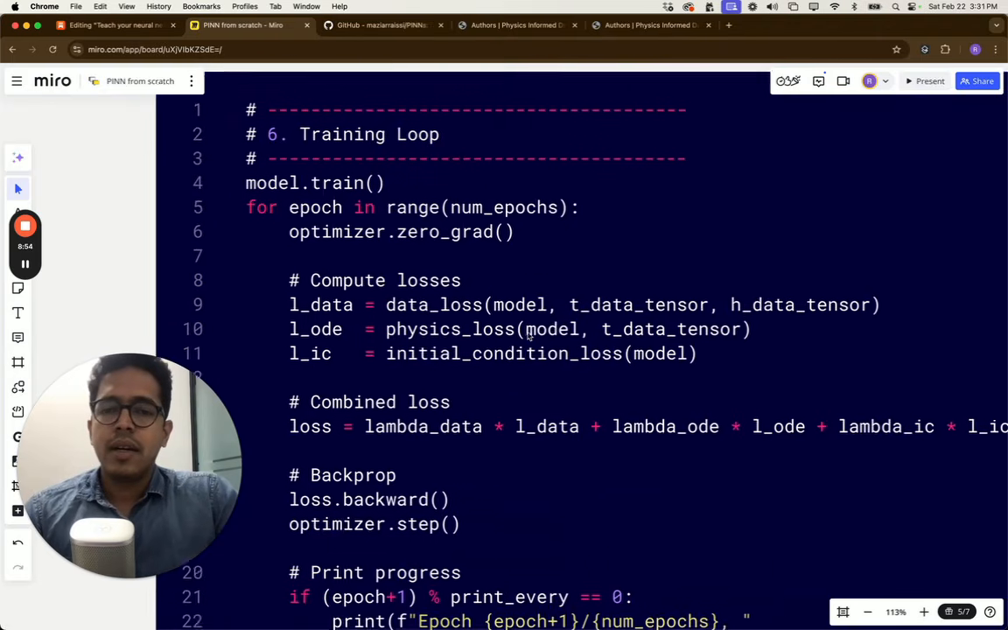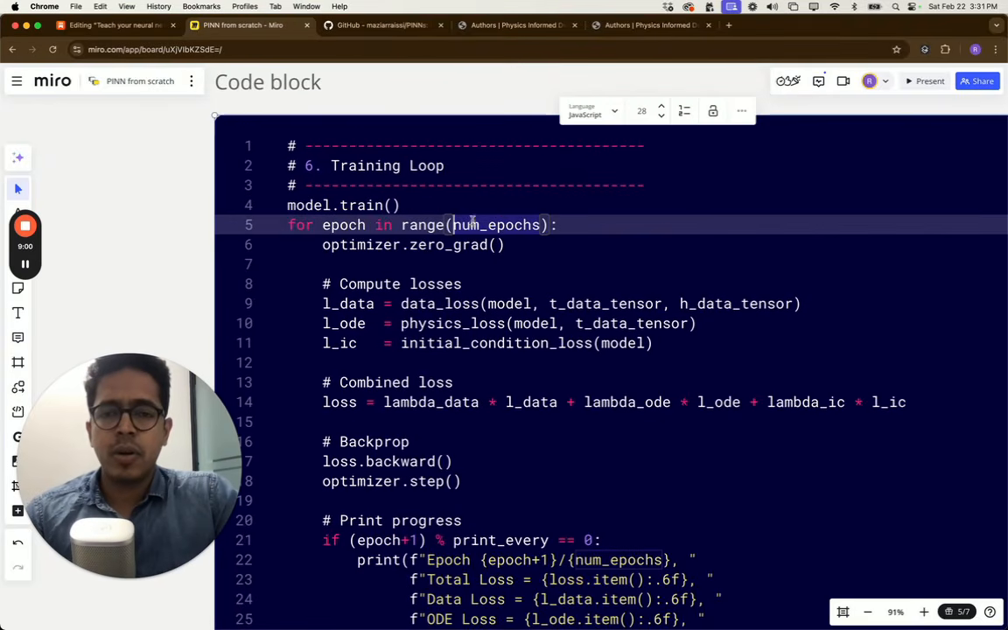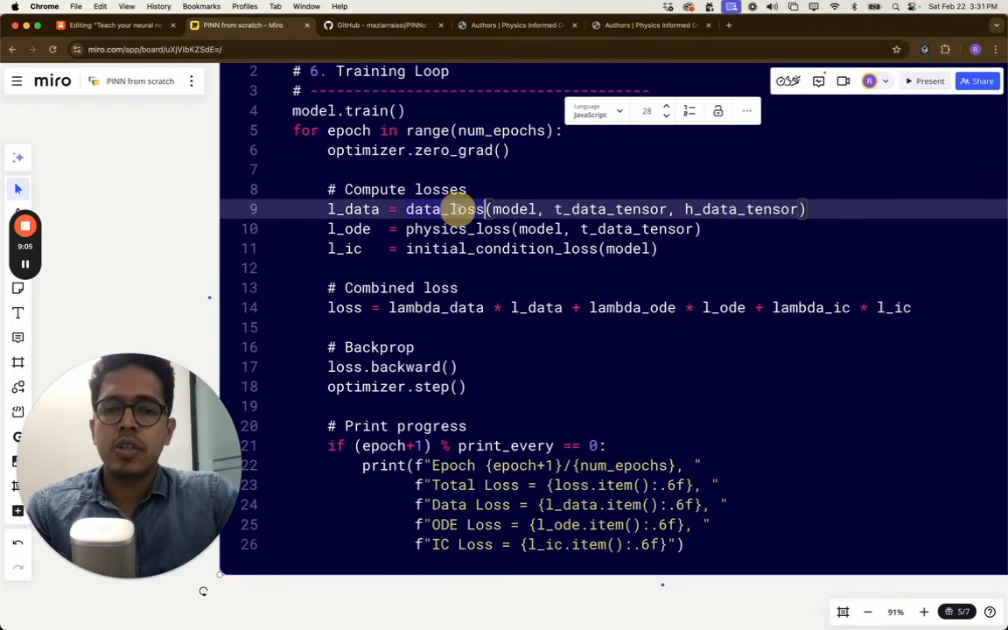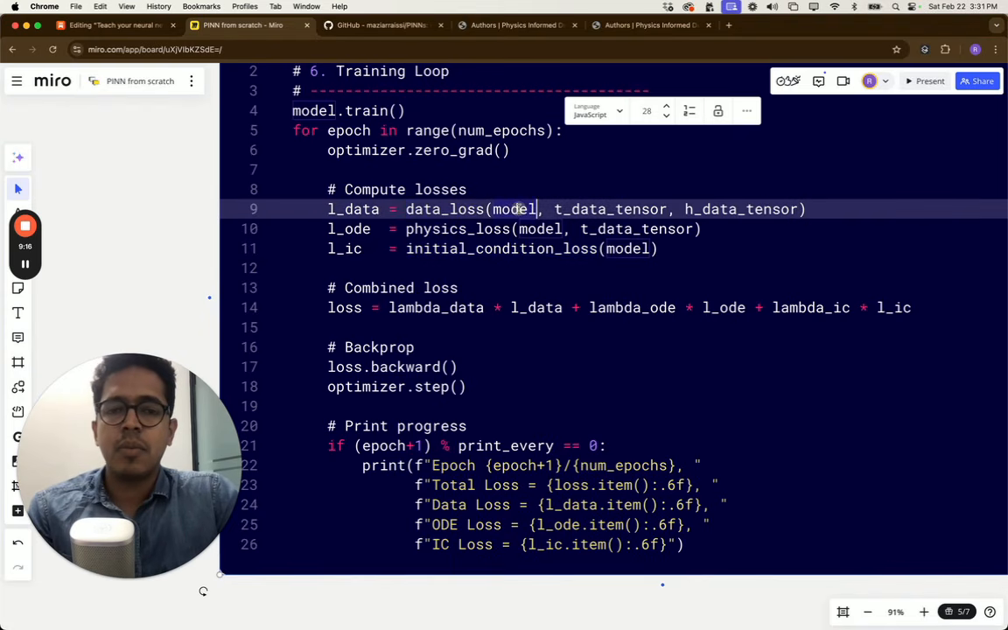After this is done, we can call the training loop. So for epoch in range of number of epochs, we have the optimizer, then we call the loss functions. Data loss is the loss due to data, physics loss is the loss due to physics, and initial condition loss is the loss due to initial condition. Look at what we are passing here. In the data loss, we pass the model, the tensor in which we are storing the time data, and also the h tensor in which we are storing the height data, because in data loss we will be comparing the model's prediction of h with whatever is stored in this tensor.